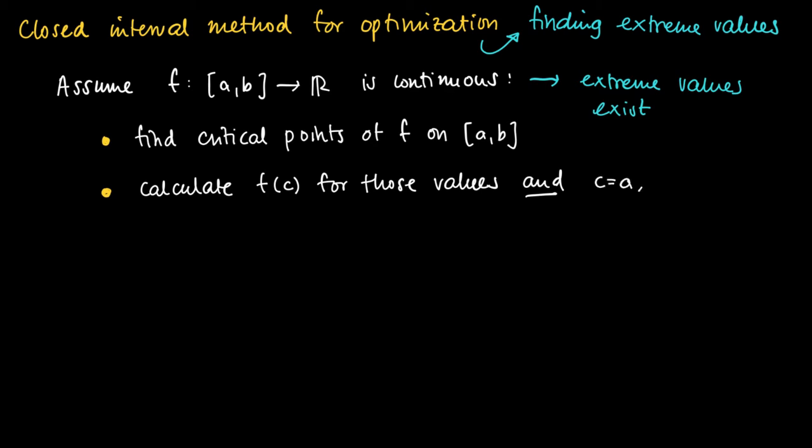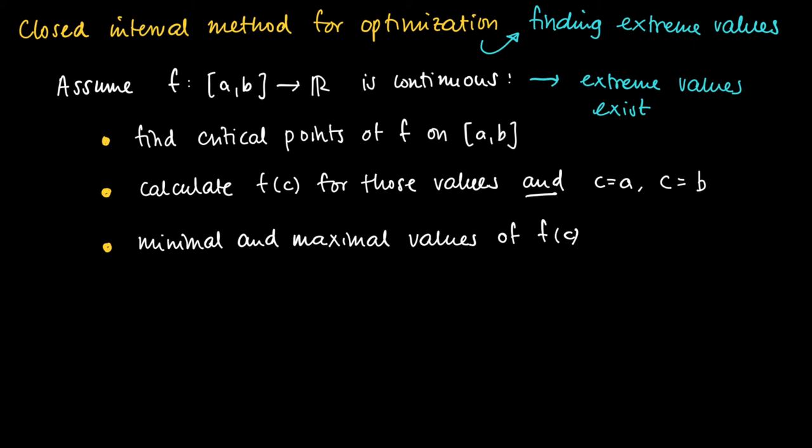Well, why is that? Well, usually we assume, if we have a derivative, that we can take limits from the left hand side and the right hand side. But now obviously at the boundary points, if f is only defined on an interval, then we may have a hard time finding a limit from the left hand side of some function at c equals a, and the same holds for b from the right hand side.